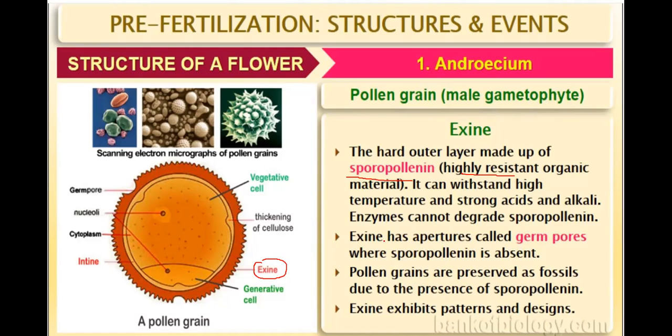No enzyme can degrade sporopollenin. The exine has apertures called germ pores, where sporopollenin is absent. In the germ pore region, the exine does not have sporopollenin. Pollen grains are preserved as fossils due to the presence of sporopollenin. The exine also exhibits patterns and designs. See, there are different patterns and designs, and this design is because of sporopollenin.